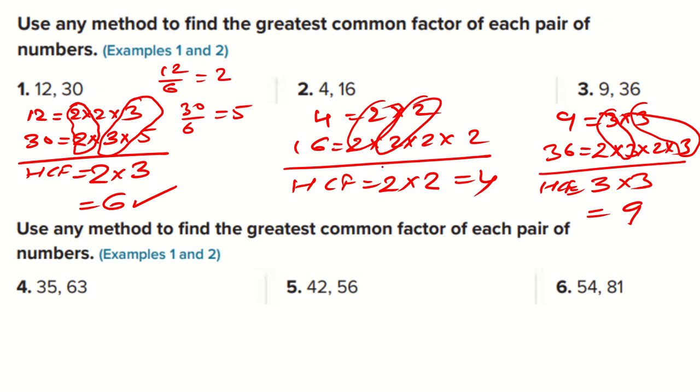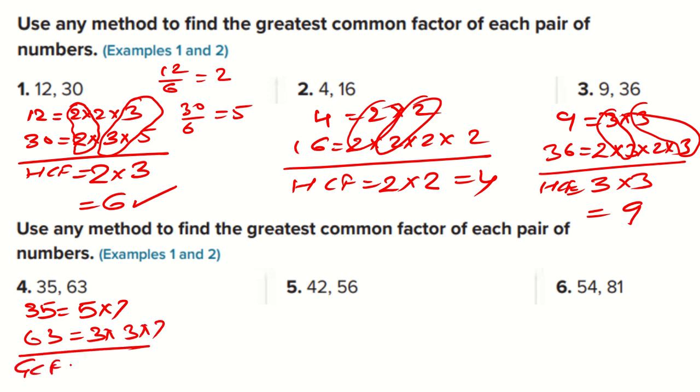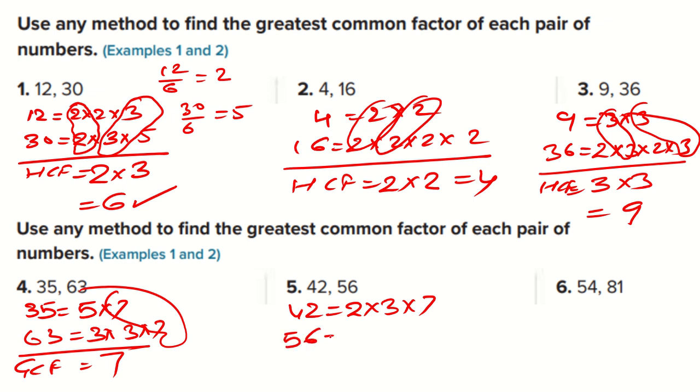Now another question for the GCF. Same method. 35 is equal to 5 multiply 7 and 63 is equal to 3 multiply 3 multiply 7. So what will be the GCF here? You see only one number is common, 7. So 7 is the answer. Another one is 42. It is 2 times 3 times 7 because 2 multiply 3 is 6, 6 multiply 7 is 42. And 56 means 2 multiply 2 multiply 2 multiply 7. So this GCF will be, what number is common up and down?